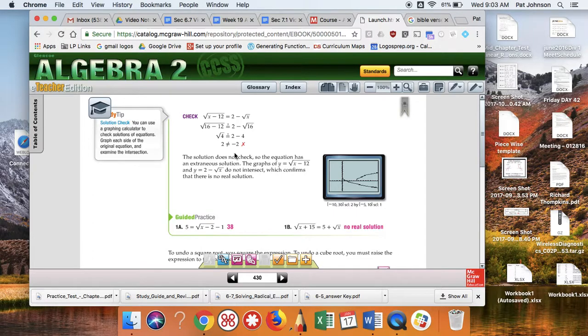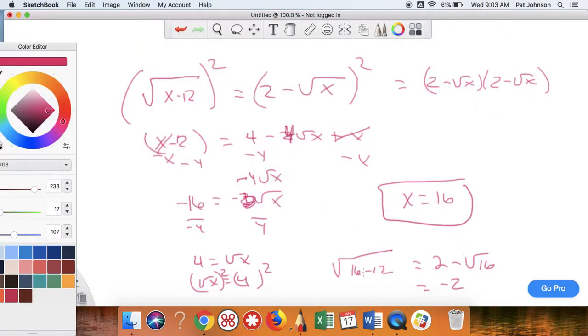Oh, no, I didn't do bad math. Okay, and then 16 minus 12 is 4. That's 2. Does 2 equal negative 2? No, it doesn't. So guess what? This is an extraneous solution. So on the test, you cannot give me x equals 16. All right? That's all there is to that.